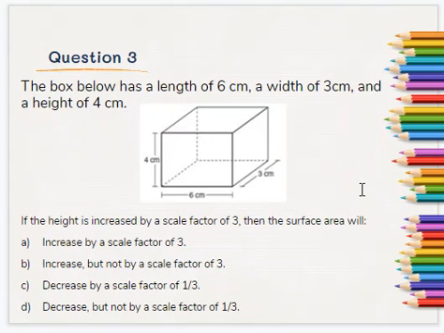Now, question 3. The box below has a length of 6 centimeters, a width of 3 centimeters, and a height of 4 centimeters. Now, if the height is increased by a scale factor of 3, then the surface area will either A, also increase by a scale factor of 3, or B, it will increase but not by a scale factor of 3, or C, it will decrease by a scale factor of 1/3, or D, decrease but not by a scale factor of 1/3.